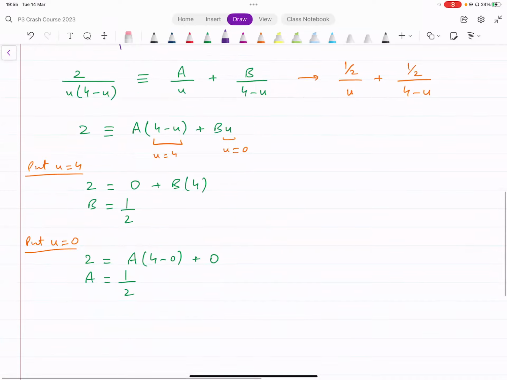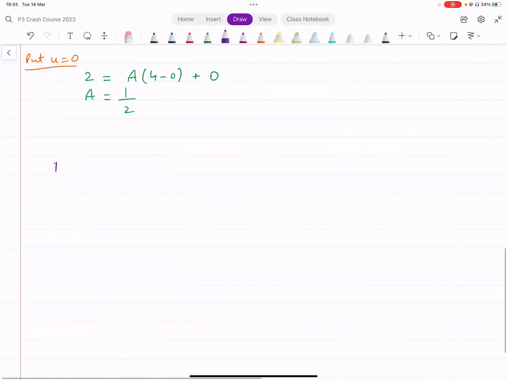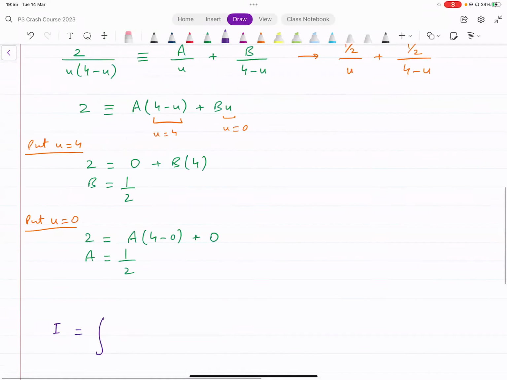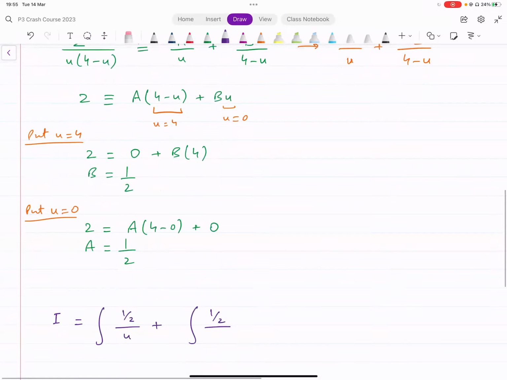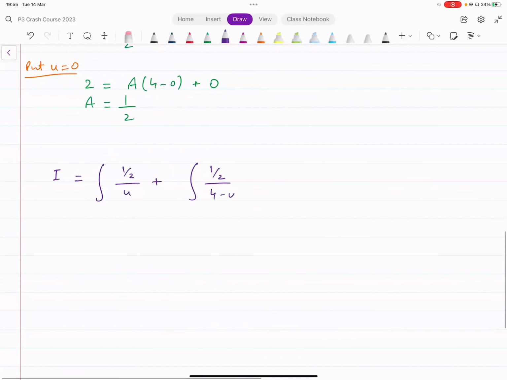Let's try that. I is now going to be equal to the integral of 1 over 2 divided by u, minus 1 over 2, sorry, plus 1 over 2. So let's actually write them separately as well. You can just integrate them one by one. The second integral is 1 over 2 divided by 4 minus u. We need to integrate both of these integrals.